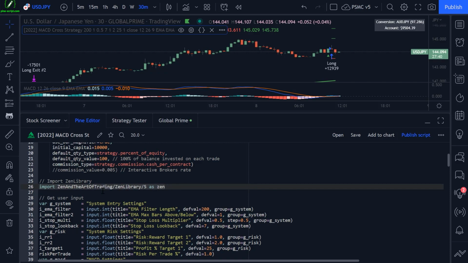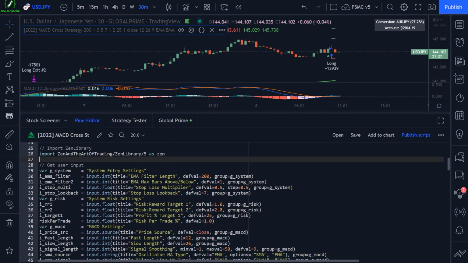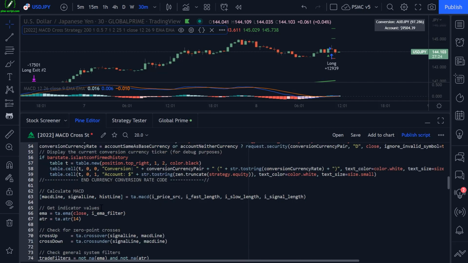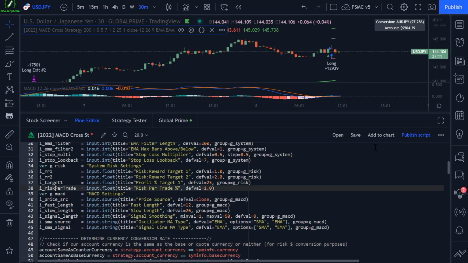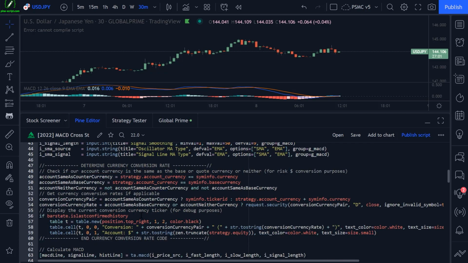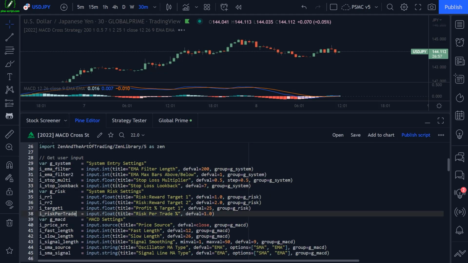So I import my Zen library here, and then I add one user input, risk per trade. And just to be consistent, that OCD kicking in again, I'll add i underscore so that I'm aware that this is an input parameter. And then I need to replace this. The easiest way to fix this in my script is just to save it and go through all the errors. And there we go, that's fixed. So I get a risk per trade amount. This is for Forex, so I'll add in here Forex risk per trade. Any other market that's not Forex, this will be ignored and will not be used. So this is only applicable to Forex markets.